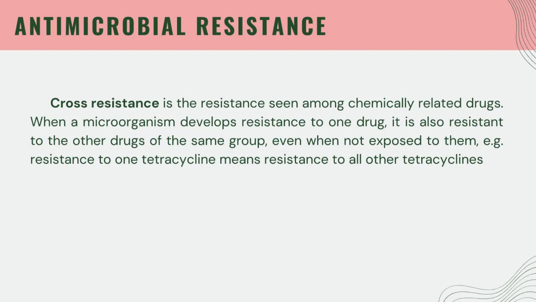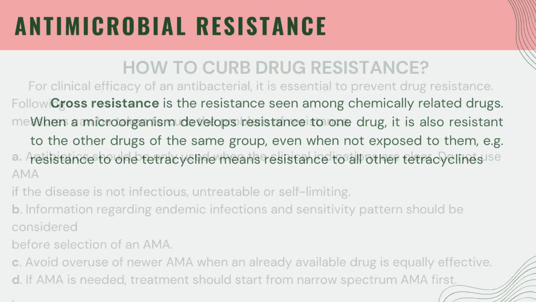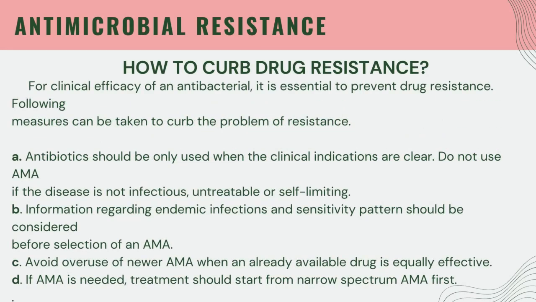Cross-resistance is the resistance seen among chemically related drugs. When a microorganism develops resistance to one drug, it is also resistant to the other drugs of the same group, even when not exposed to them. An example is the resistance to one tetracycline means resistance to all other tetracyclines. How to curb drug resistance.